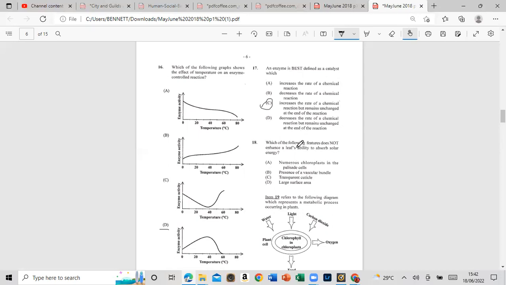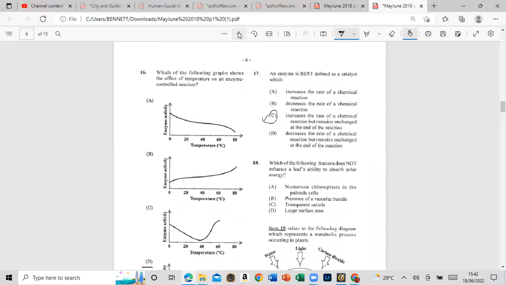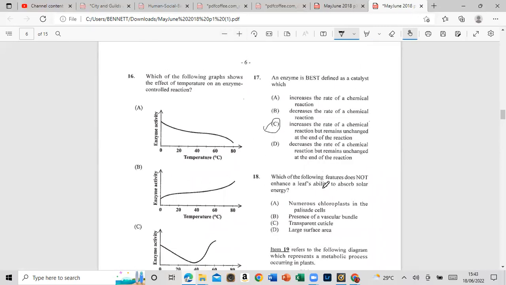All right, number 18, which of the following features does not enhance a leaf's ability to absorb solar energy? A, numerous chloroplasts in the palisade cells. B, presence of the vascular bundle. C, transparent cuticle. D, large surface area. So I think number 18 would be the presence of the vascular bundle. So that's B. All right, so let's move on to number 19.